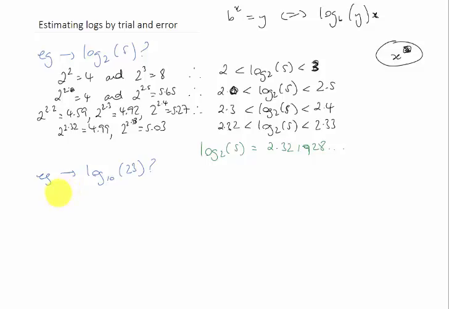So we know off the top of our heads that 10 to the power 1 is 10, and 10 to the power 2 is 100. So therefore we know that 23 is in between 10 and 100, so the logarithm in base 10 of 23 must be in between 1 and 2. So just the same, I'm going to work down.